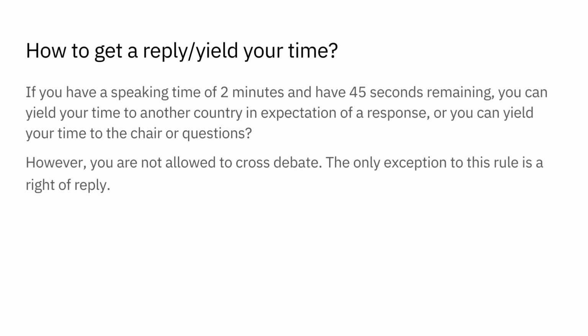Or you can even yield the time to the chair, in which no one can respond, or you can yield your time to questions, in which the chair will call upon people that raise their placard to ask questions and direct them to you. Of course, you can't really debate unless you have a right of reply, but this is the way to get responses from other delegations in which you have a question for, basically how they run their country.